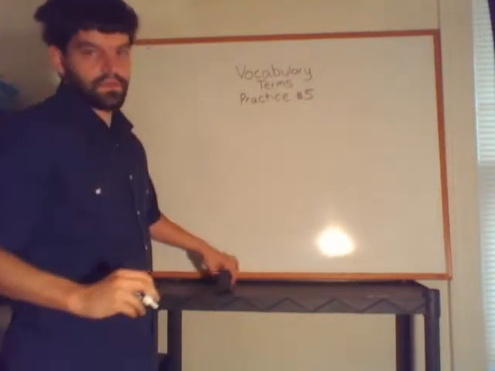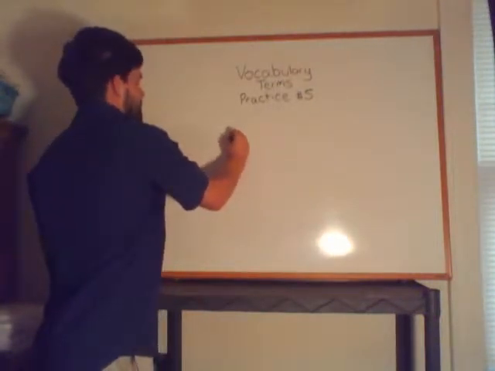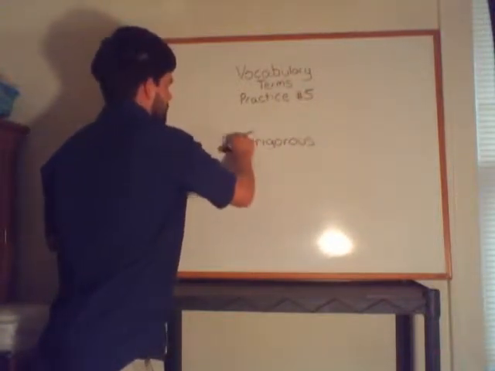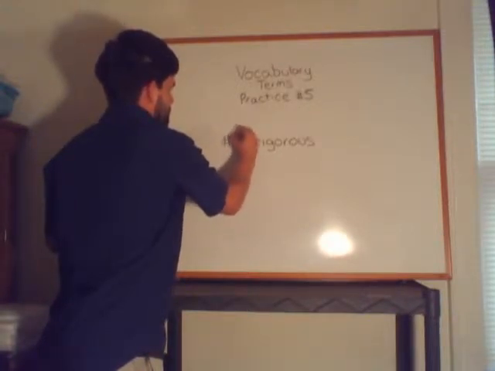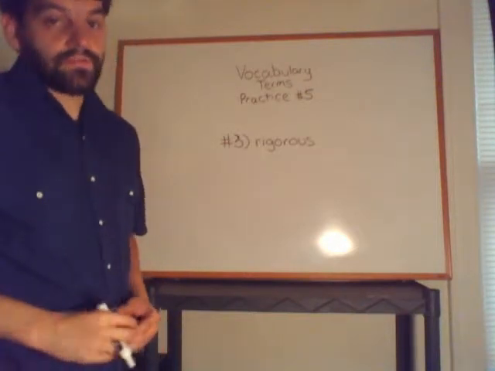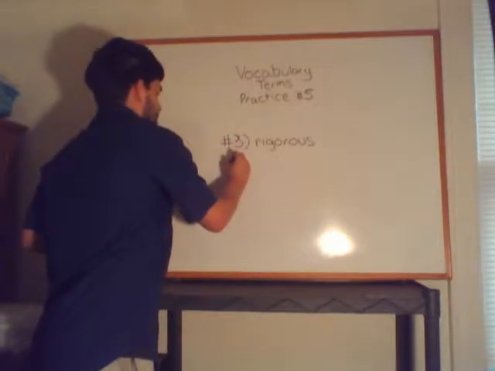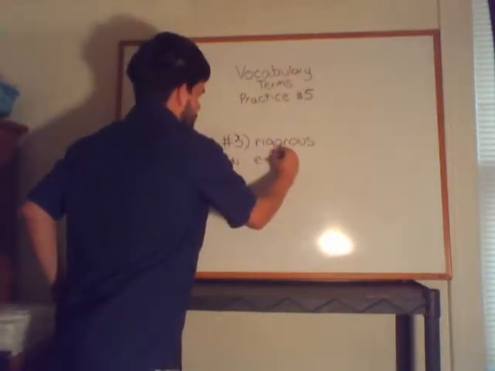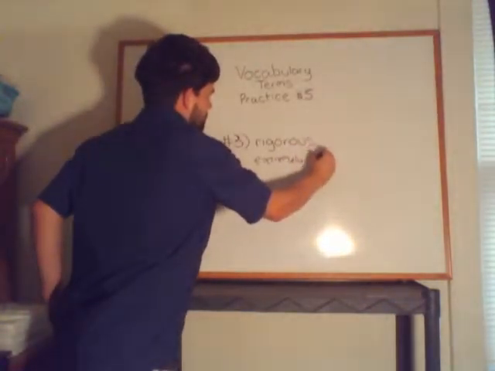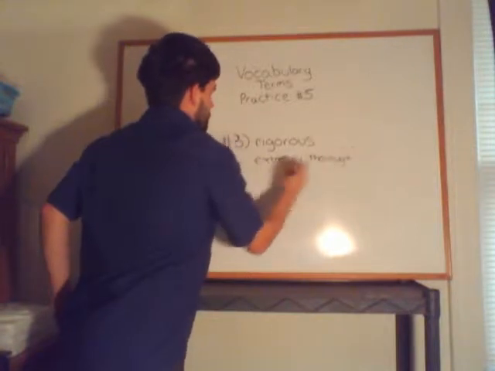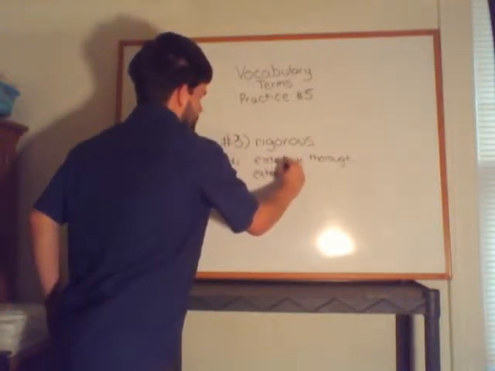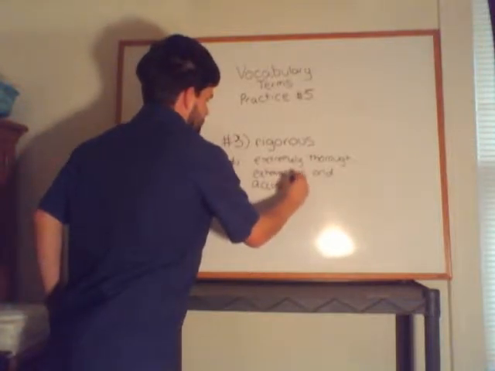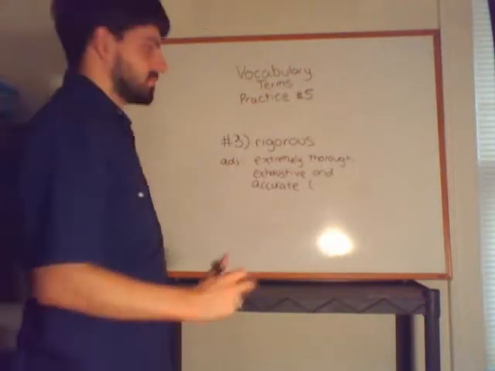Our next word is the word rigorous, and it is spelled RIGOROUS. Okay. Rigorous, by its definition, is an adjective as well. So it's going to again describe a noun, a person, place, animal, or thing. It is defined as extremely thorough, exhaustive, and accurate. Of a rule or system, strictly applied or adhered to.